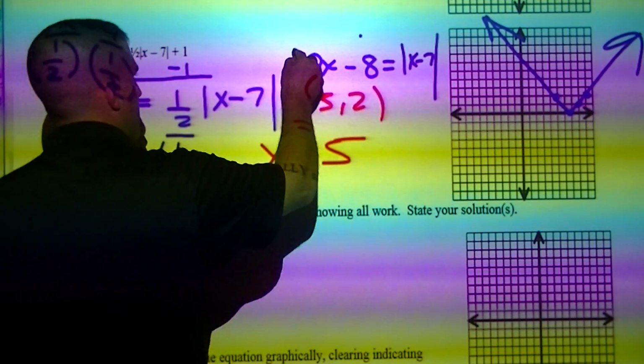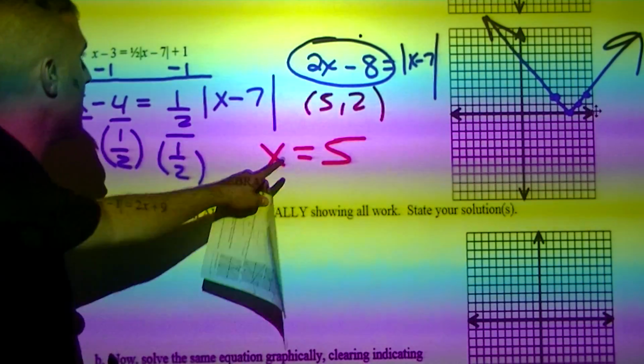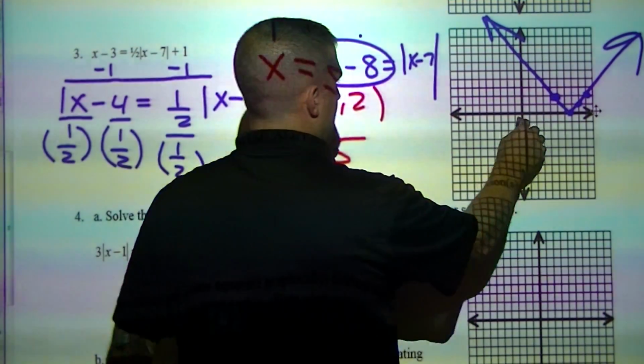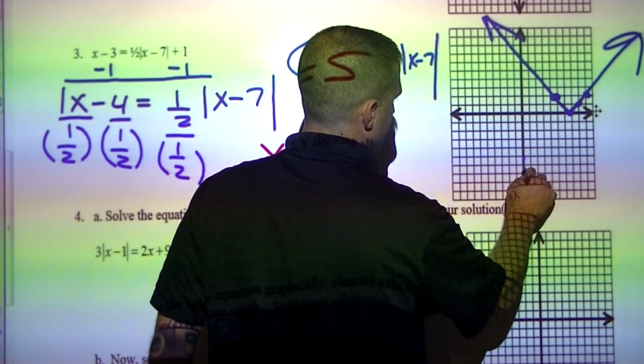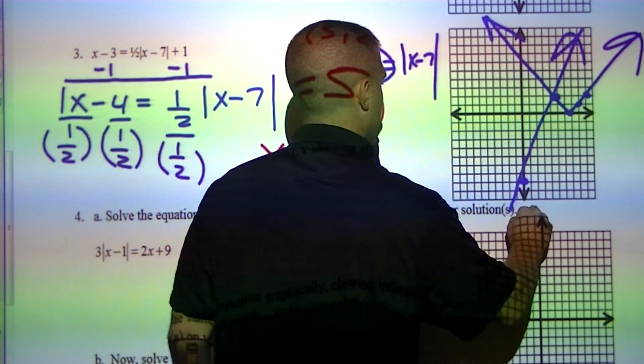My line of 2x minus 8, I know this is one of the points. Remember, we need 2 points to make a line. My y-intercept is negative 8. 1, 2, 3, 4, 5, 6, 7, 8. Okay, and if I connect those points, I have a graph.